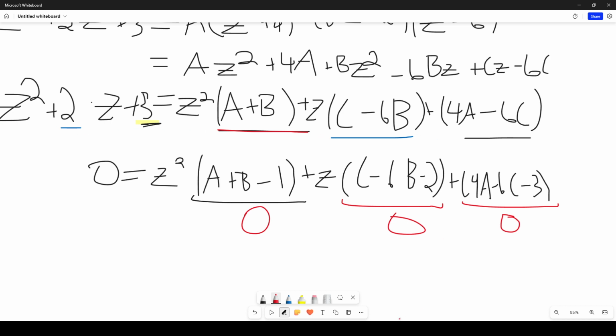Another argument is this. What we have right here is a quadratic, z squared plus z plus something. Quadratics have 2 roots. That's just what we know. Quadratics have 2 roots.